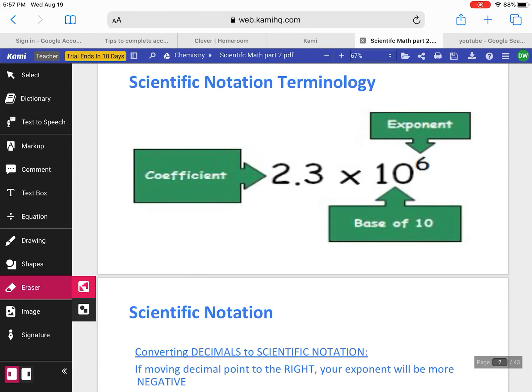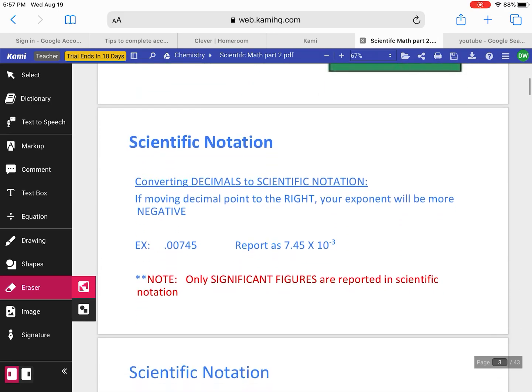The coefficient is the number that is written. And notice that the number has one digit to the left of the decimal, or it is a number between 1 and 9.9. And you always say times 10. They call that the base of 10. And then your exponent is to the 6th power. So that's how all of your scientific notation is going to look. And let me show you how to write it.